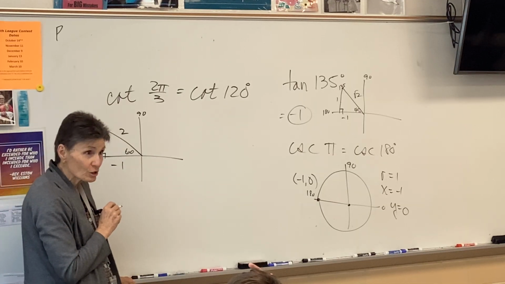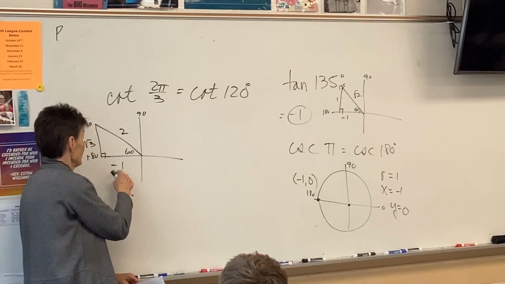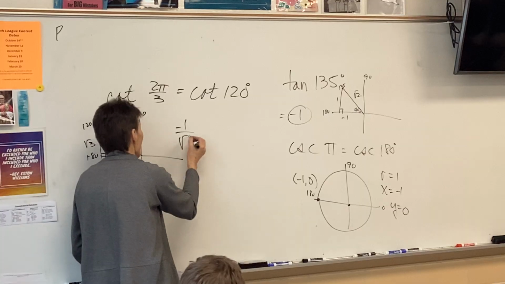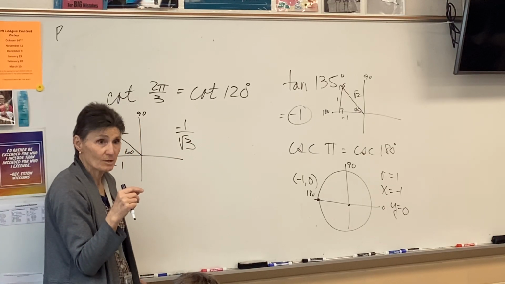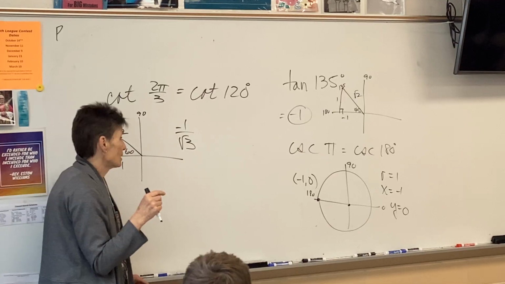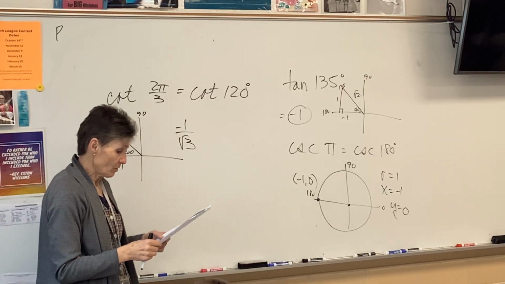Now what about cotangent? Cotangent is adjacent over opposite because it's the reciprocal of the tangent. So negative 1 over root 3 is the cotangent.